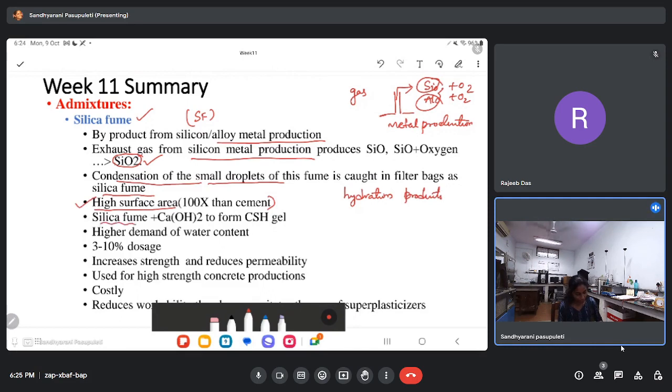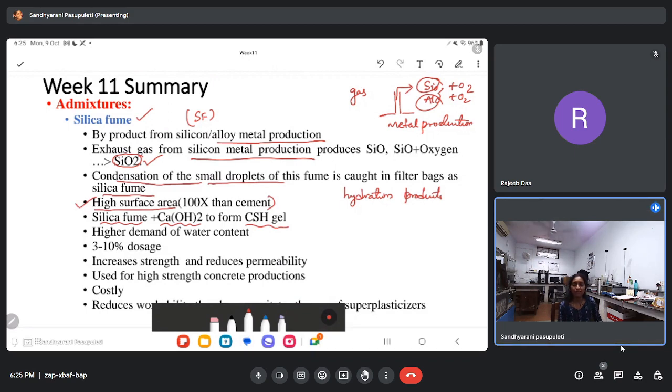So this silica fume, what does it do? It actually reacts with the calcium hydroxide to form CSH gel. So just like the pozzolanic materials, which react with calcium hydroxide and form the CSH gel, in a similar way, the silica fume reacts with the calcium hydroxide to form the CSH gel.